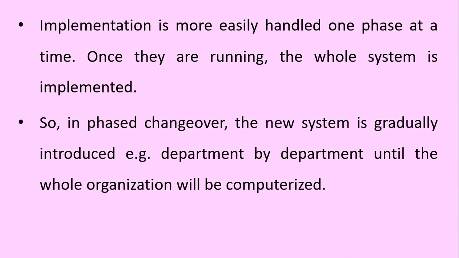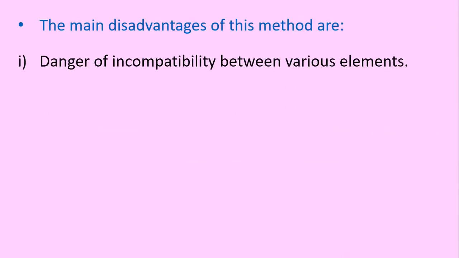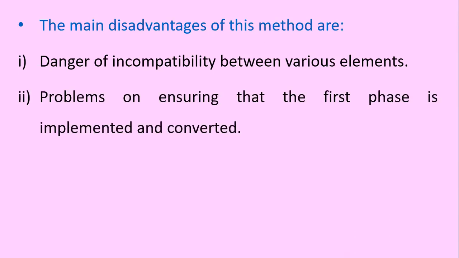So, in phased changeover, the new system is gradually introduced. That is, department by department, until the whole organization gets computerized. However, its main disadvantages include, number one, there is danger of incompatibility between various elements. Number two, there are problems that arise when ensuring that the first phase is implemented and converted.